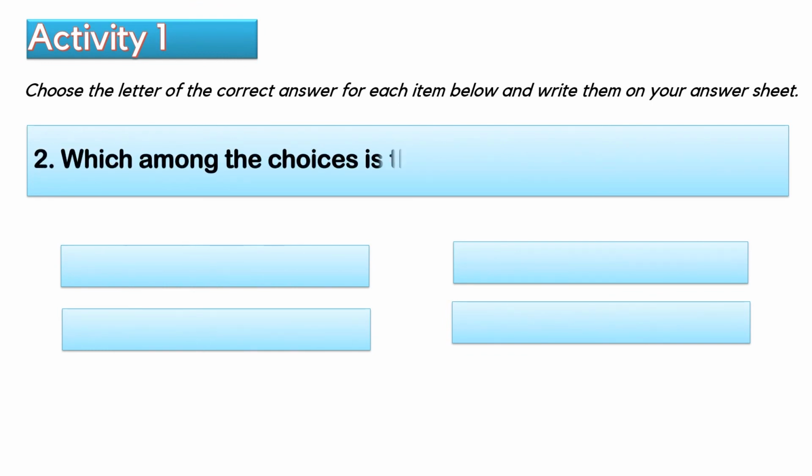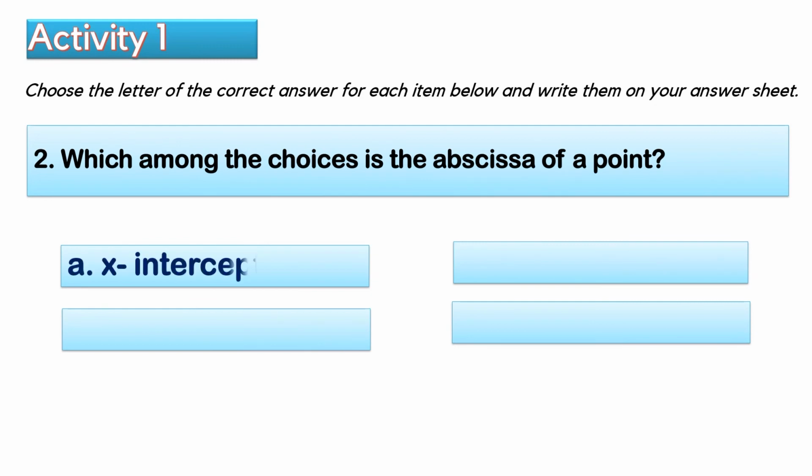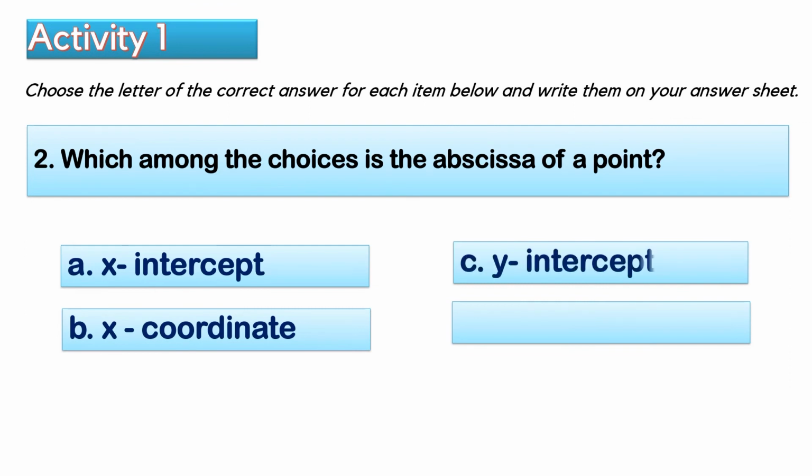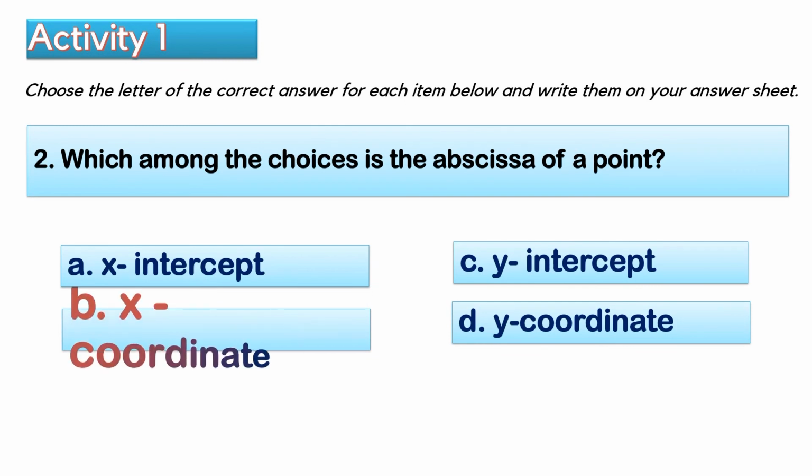Question number 2. Which among the choices is the abscissa of a point? A, x-intercept. B, x-coordinate. Letter C, y-intercept. And letter D, y-coordinate. You have 5 seconds to answer the question. Time's up. The correct answer is letter B, x-coordinate, and you are correct.